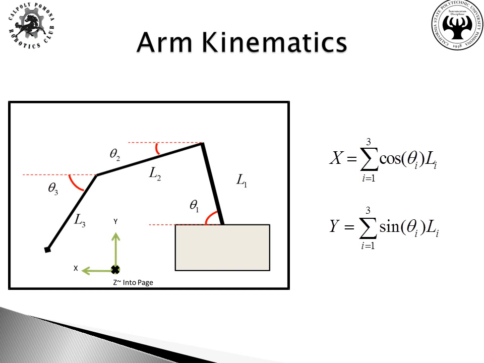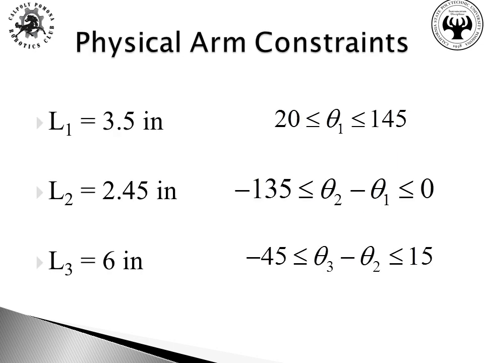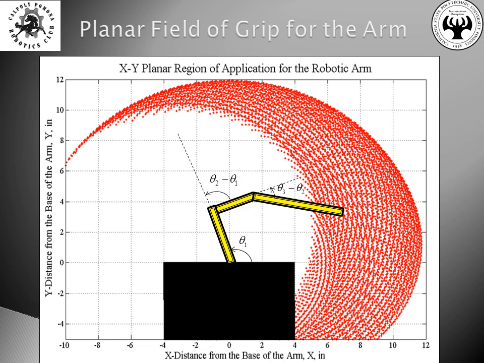Mathematically, the robotic arm can be modeled as three linkages. The challenge that is presented to us, however, is that given an x and y coordinate from our sensors, how do we determine the three corresponding angles of the robotic arm? In order to calculate these angles, we must first know the physical constraints acting on our arm. In this case, each link has its set length, and each link has a set angular restriction that it cannot go past. Using these restrictions, we can map out an XY planar region of application for the robotic arm.